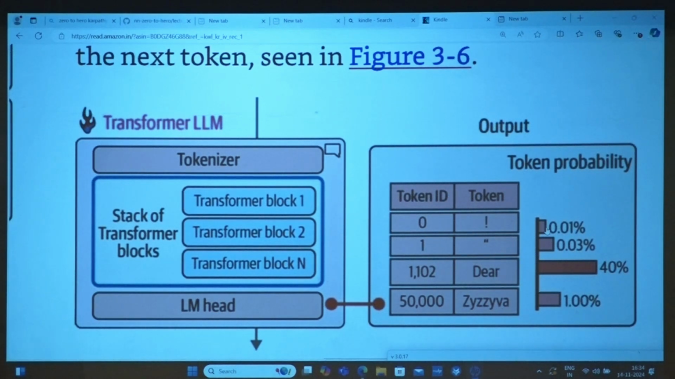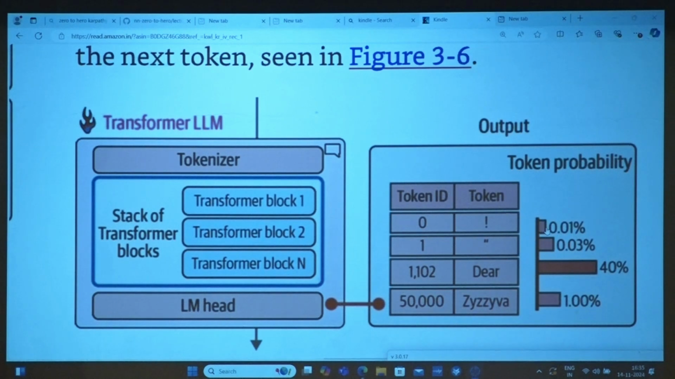Okay, can you see that? The output coming from the LM head also is a token. What is this token? The next possible token which has to be generated based on what tokens have come and what the transformer thinks should be the next word or the next token. So that is the next token. Now, how is this token represented? The token ID represents it.